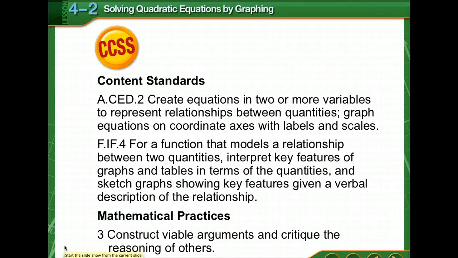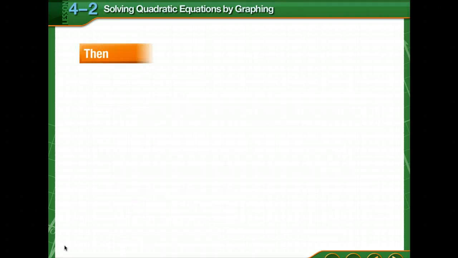Okay, our content standards for solving quadratic equations by graphing, A-CED.2, and for functions, F-IF.4. We'll have one mathematical practice we'll focus on in the assignment, which will be 3: construct viable arguments and critique the reasoning of others.